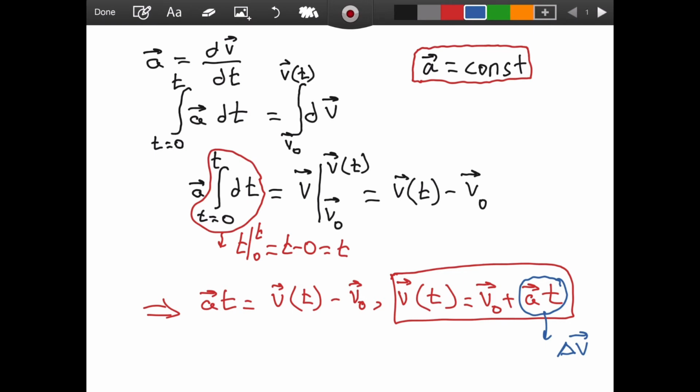Since we got this out of the way, now let's move on to our second proof, which is finding a formula for displacement and position. They are very connected with each other, as we will see. To do that, we use another definition that kinematics gives us, and that is that velocity is the time derivative of position.